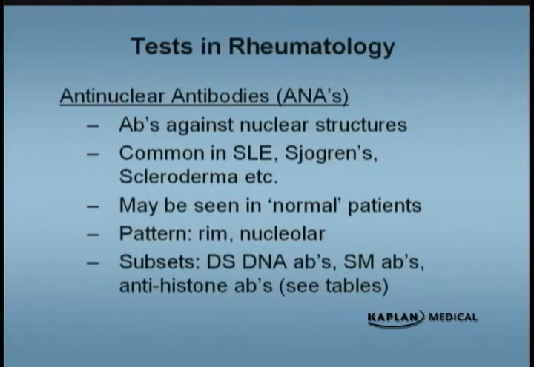But here's the problem that I want you to know. Anti-nuclear antibodies could be seen in normal patients. Depending on the population you look at, anywhere from 5 to 7 to 10% of the population may have anti-nuclear antibodies positive. So the only way that you could say these are significant is to have the right clinical picture plus the positive antibodies. This is very important.